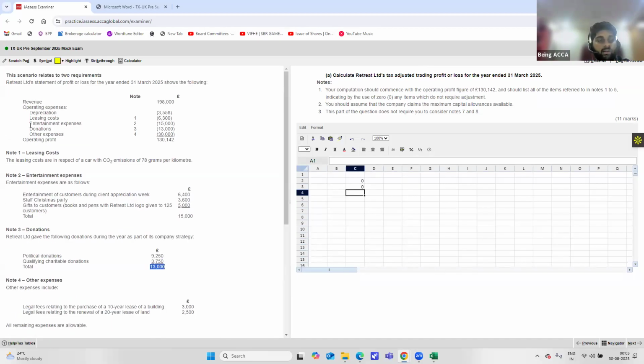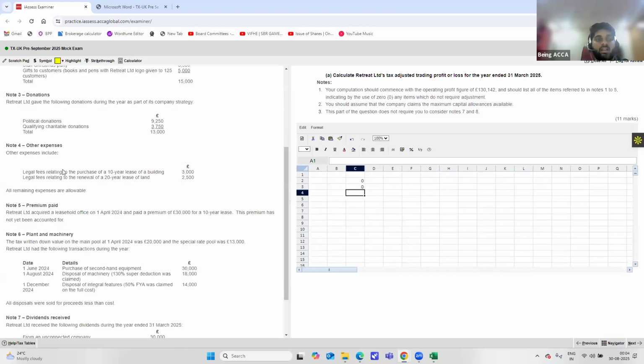Okay, so we have completed entertainment expenses and donations. Now let's move on to the last part of this, other expenses. Legal fees relating to the purchase of a 10-year lease of a building. Always remember, the purchase of a 10-year lease of a building is considered a capital expense. That is why it will be disallowed. But renewal of leases is considered revenue expenditure and will be an allowable expense. So renewal should be 0 and the purchase of the lease of the building should be added back. That is how we do it. Is this clear?